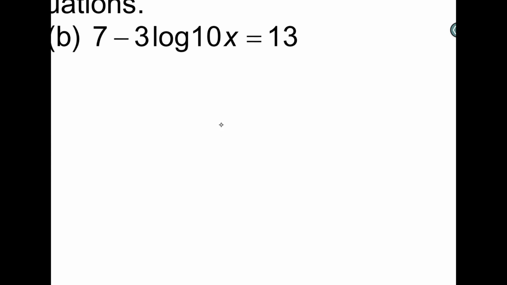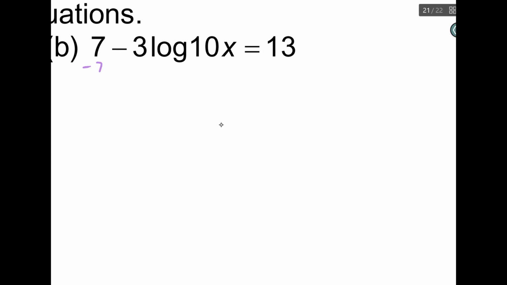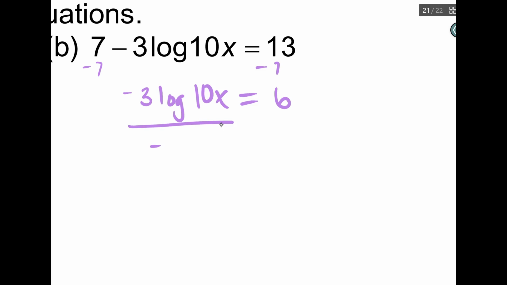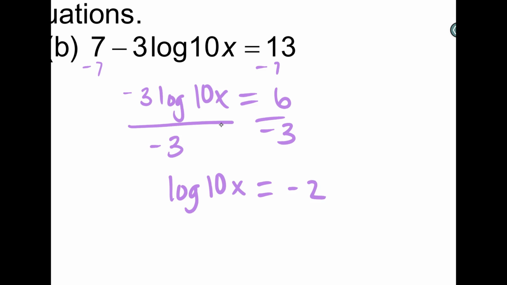All right. We have to get the log by itself. Subtract 7 on both sides. Negative 3 log 10 to the x is equal to 6. Get log by itself. So divide each side by negative 3. Log 10 to the x is equal to negative 2.